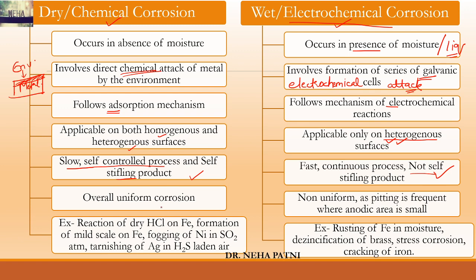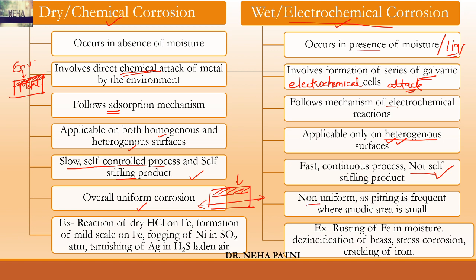Coming to the next one, overall uniform corrosion. Yes, of course, dry corrosion is uniform corrosion. Why? Because, as we have seen, whether the scale is stable, unstable, porous, or volatile, whatever happens, it happens to the entire material as such. So it's a uniform corrosion. While in wet corrosion it is non-uniform.